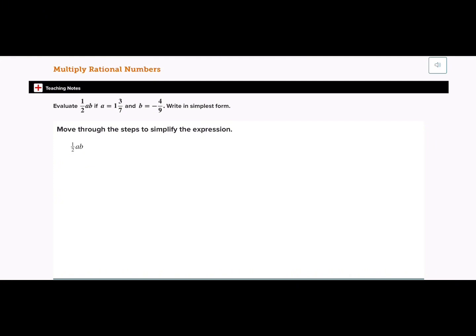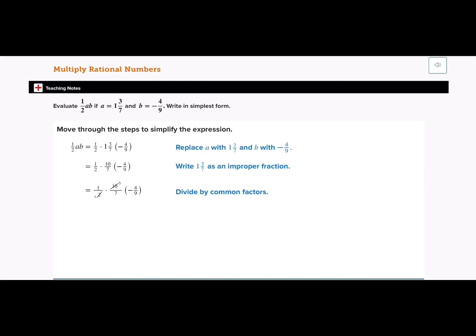Example number 4, evaluate 1/2 AB if A is 1 3/7 and B is negative 4/9. Write it in simplest form. Well, first we need to rewrite it as 1/2 times 1 3/7 times negative 4/9. Our next step is to make the mixed number into an improper fraction. It becomes 10/7.